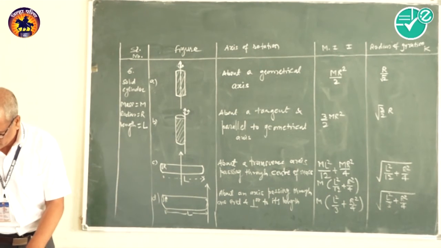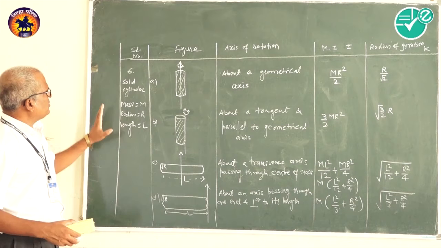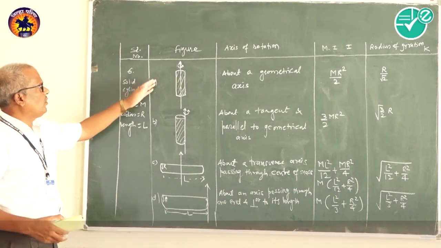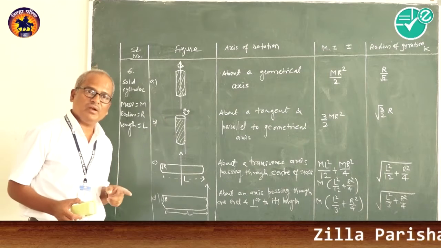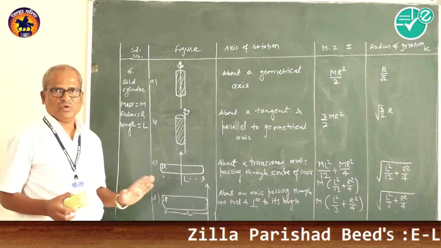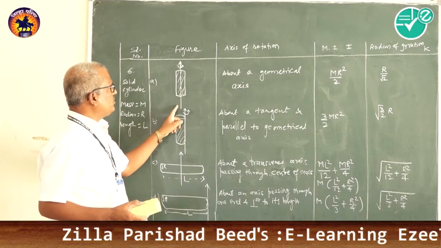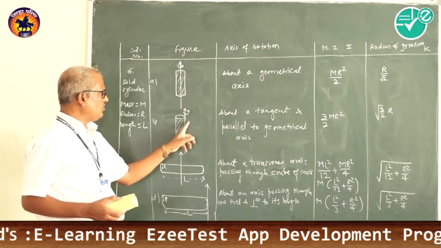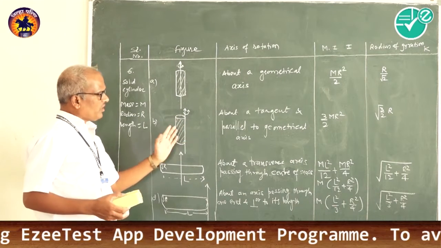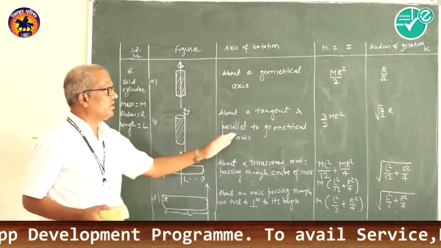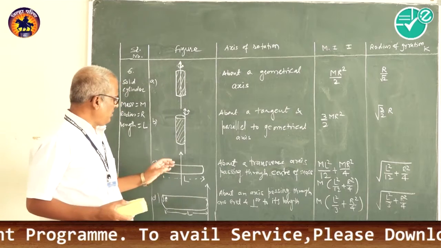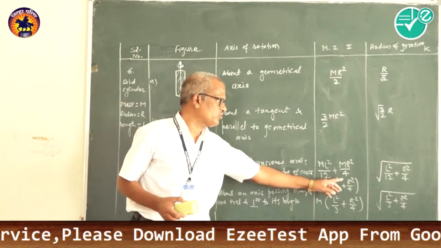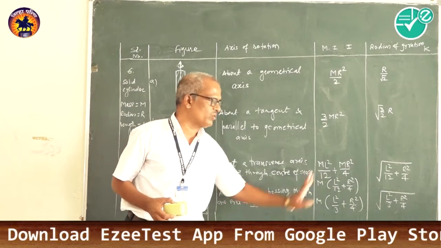Now this is everything about the solid cylinder. Actually solid cylinder has four cases. One is axis of cylinder, means geometrical axis. About this axis, MR square by 2. Tangent to the surface but parallel to the geometric axis, 3 by 2 MR square. And next is transverse axis passing through its center, so ML square by 12 plus MR square by 4. Take M common, we get this equation, square root of that.